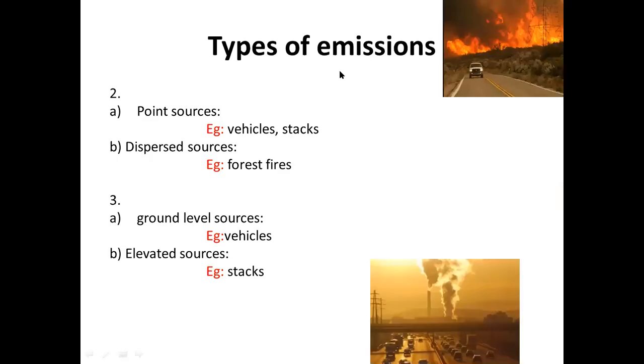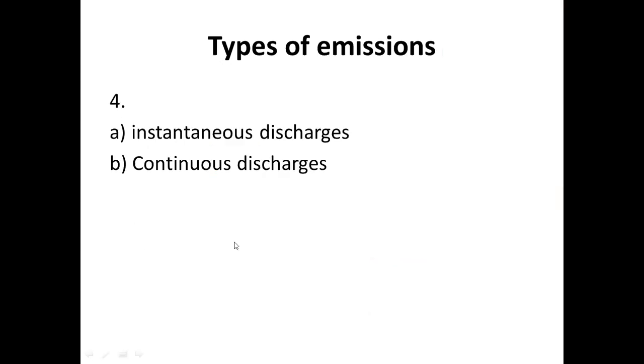Then again, we can categorize type of emission as point sources and dispersed sources. Point sources are vehicles and stacks. Dispersed sources are forest fires. Then again we can categorize ground level sources and elevated sources. Ground level sources are vehicles, elevated sources are stacks. Then again we can categorize type of emission as instantaneous discharges and continuous discharges.